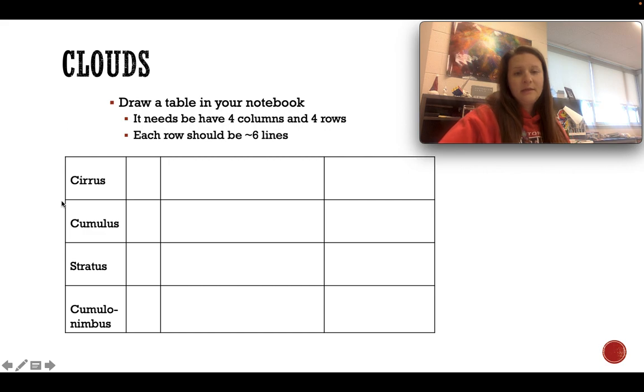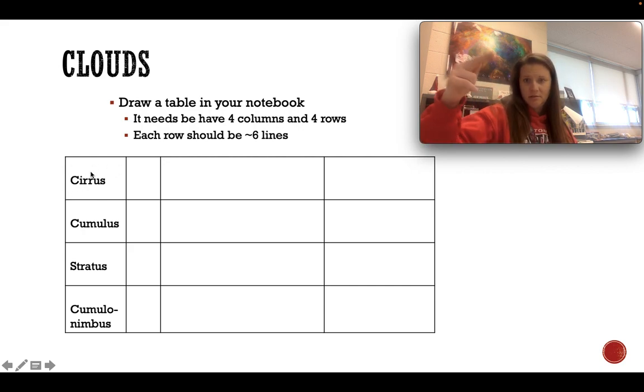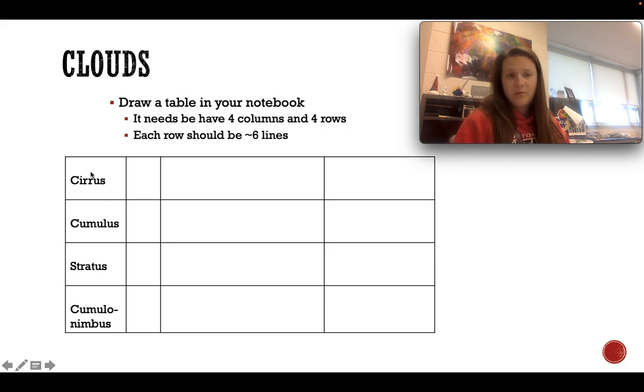You'll want to give yourself probably about 6 lines per type of cloud. So like in the cirrus section, give yourself about 6 lines, maybe 5 to 6. Same thing with cumulus. Stratus is going to be the one with the most notes, so you may want to give yourself a line or 2 more. And then cumulonimbus.